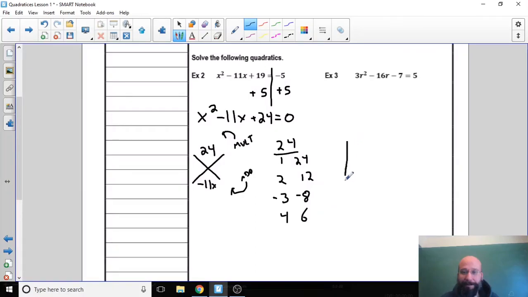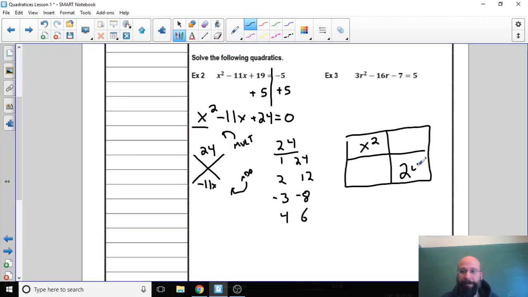So I'm going to draw my box. I know that in the upper left this goes there, and in the lower right this one goes there. Don't make a mistake and accidentally put this one; we're working on this, not this one. So that's the 24 that goes down in here. And my 2 numbers, I found that one of them was -3x and the other was -8x. I put those anywhere here. I'm going to put -3x here and -8x here.